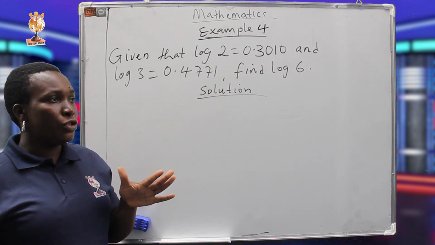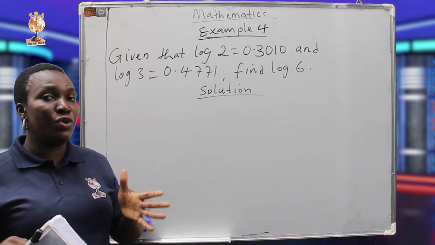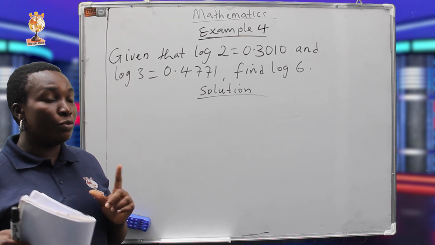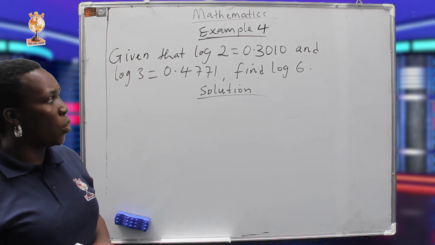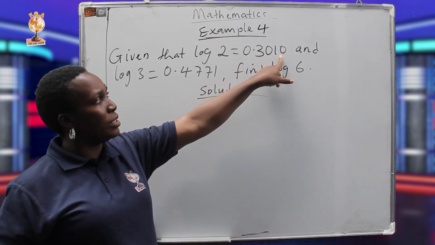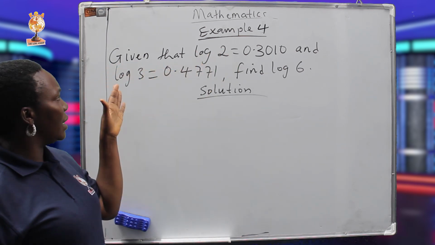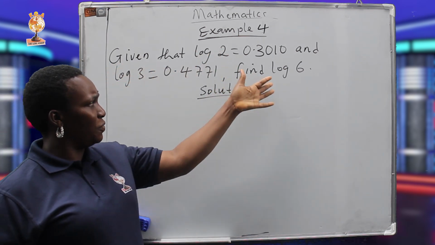What we are doing today is just the beginning of logarithm. By the time we start solving logarithm with table, you will find out that we'll be making use of our four-figure table. So that's where they got these two values from. They gave you the value of log 2 and the value of log 3, and they say you should find log 6.